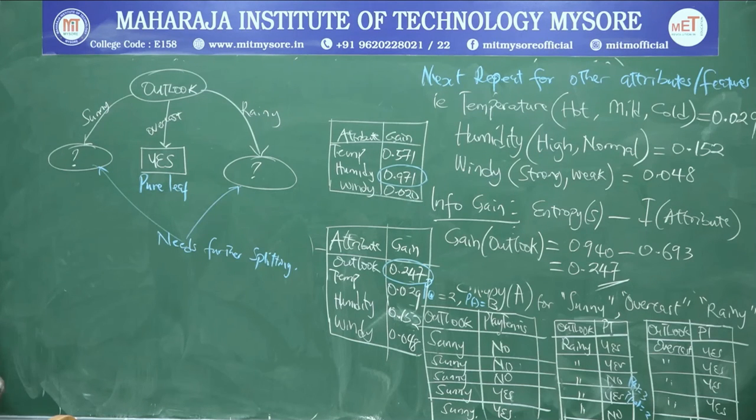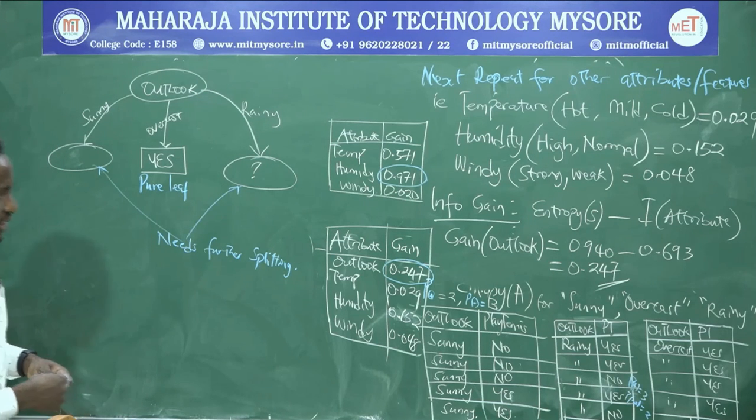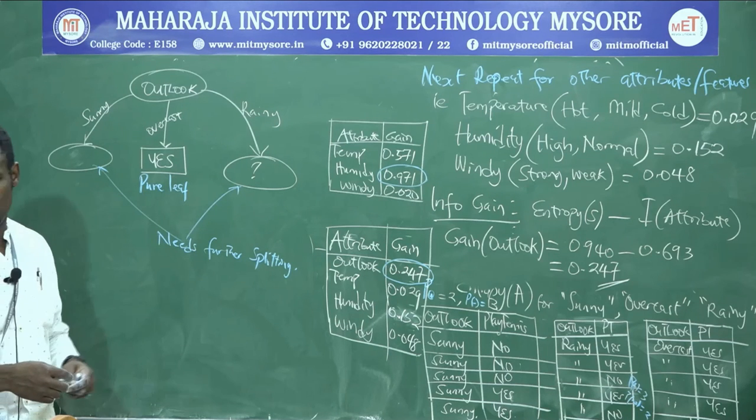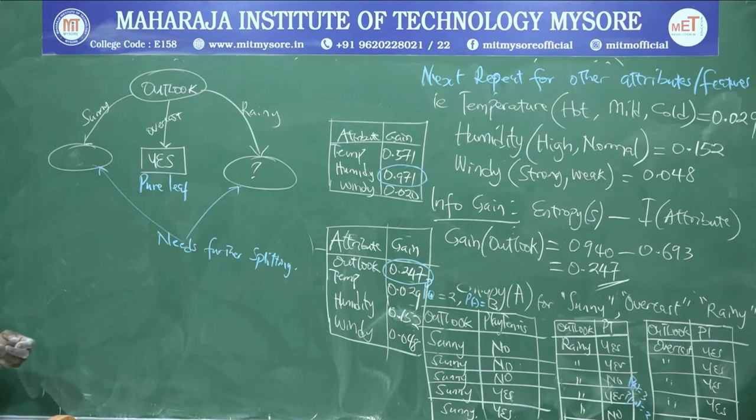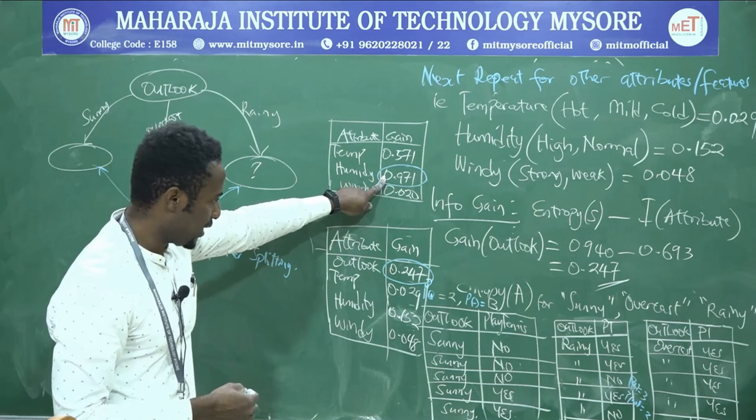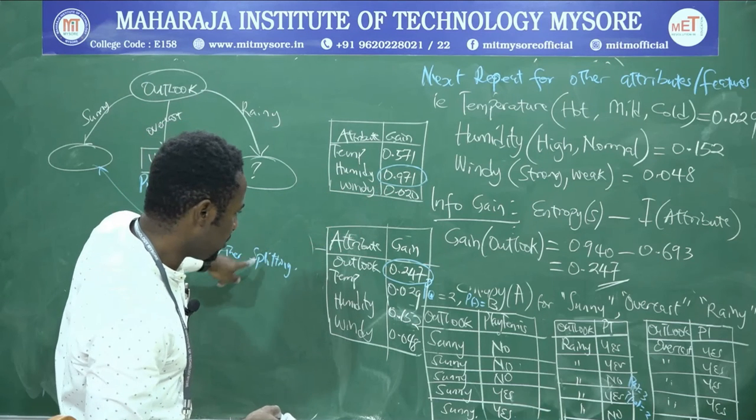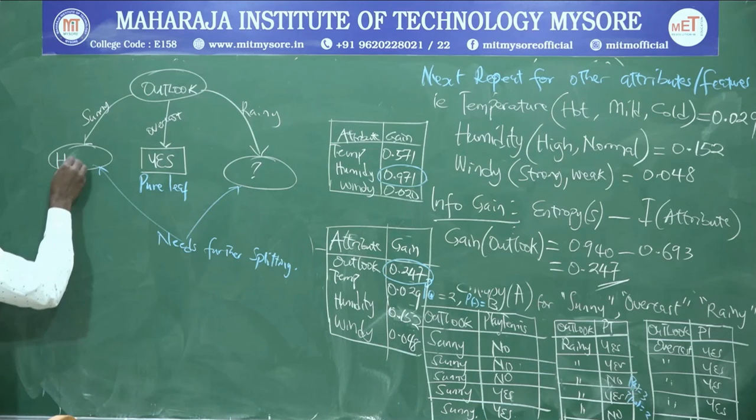So we come here now and we say, fine. The one that should come next is what? Humidity. Fine. So here I can put now sunny. So with that, yes, the next node becomes humidity. Please remember, humidity has the highest information gain, right? So we put humidity here.